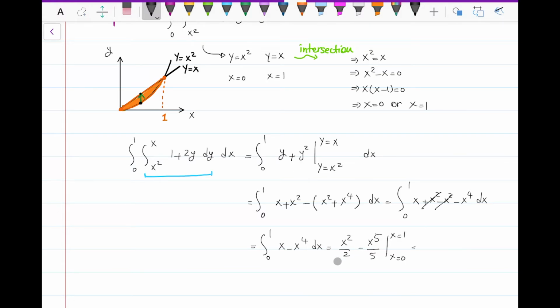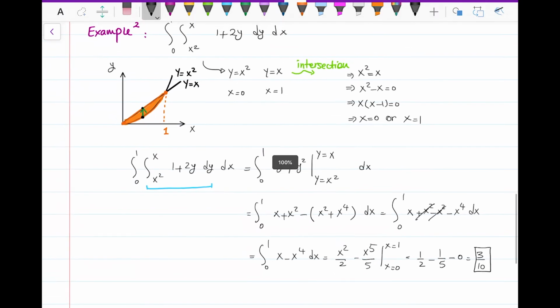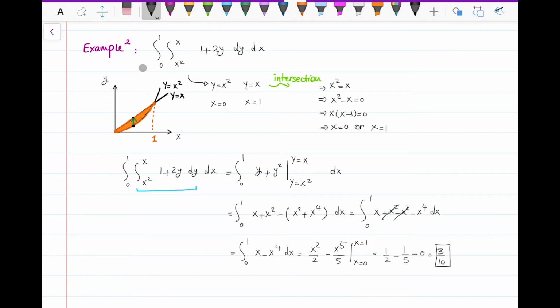So I'm gonna replace any x with 1: 1/2 minus 1/5, minus, replace any x by 0. Okay, so the common denominator would be 10, 5 minus 2, which is 3 over 10. This is 3 over 10. Perfect. This is the answer for example 2.